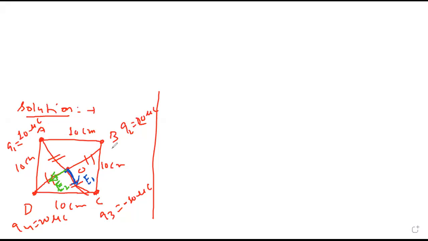For Q3, where will the intensity be? Inward, like this, towards the charge. This will be E3. Understood? And where will E4 be due to the charge of 20? Towards B. Outward, along OB, towards B means it is along the OB line.